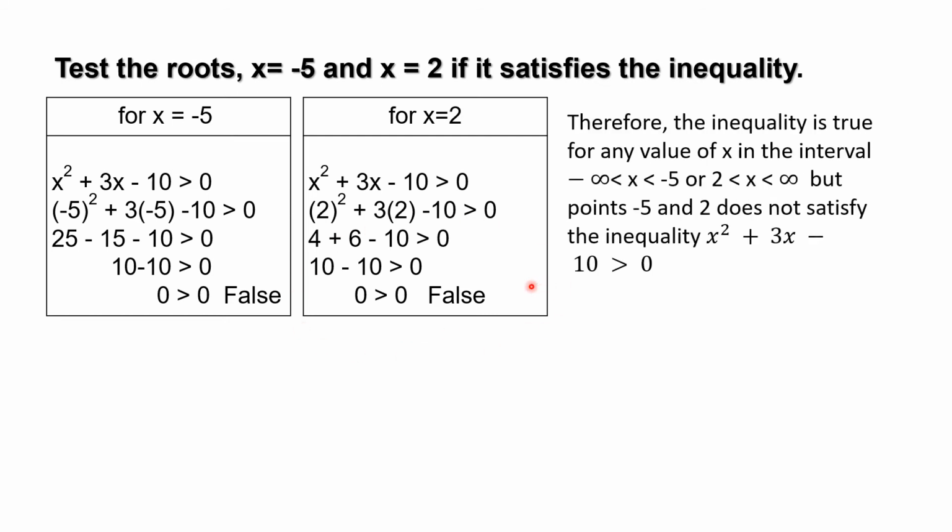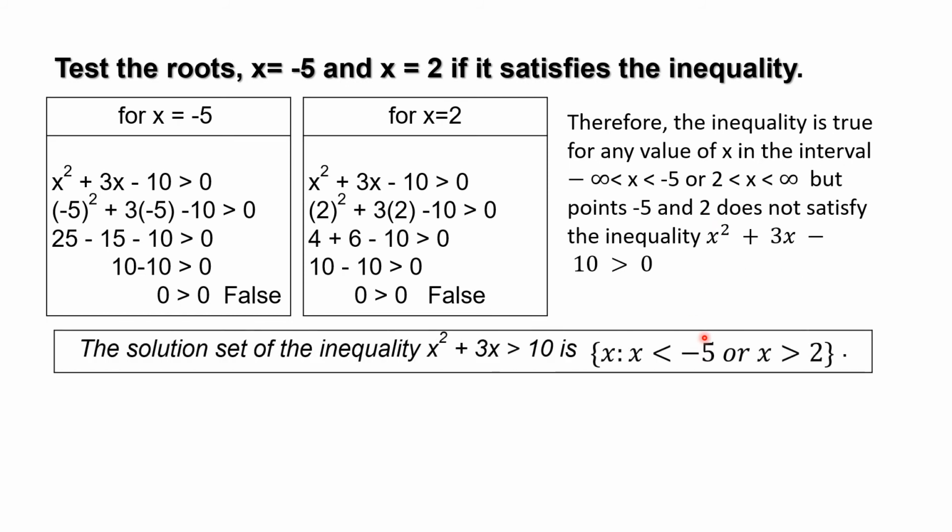So, therefore, the inequality is true for any value of x in the interval negative infinity less than x less than -5 or 2 less than x less than infinity, but points -5 and 2 do not satisfy the inequality x raised to 2 plus 3x minus 10 greater than 0. Remember, -5 and +2 do not satisfy our inequality. So the solution set of the inequality x raised to 2 plus 3x greater than 10 is all the values of x such that x is less than -5 or x is greater than 2.